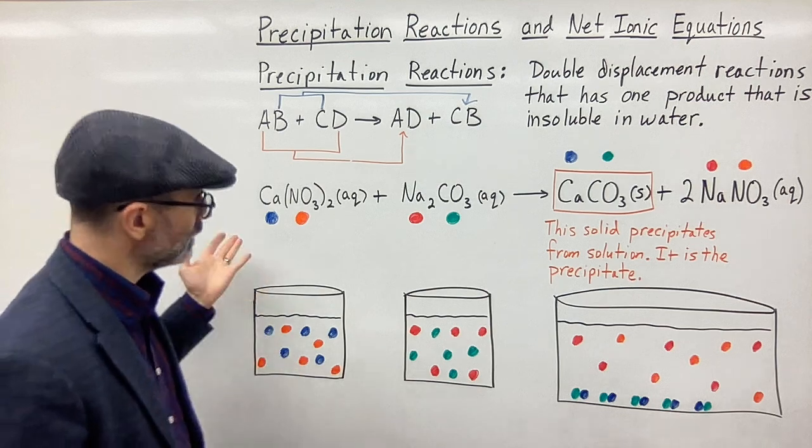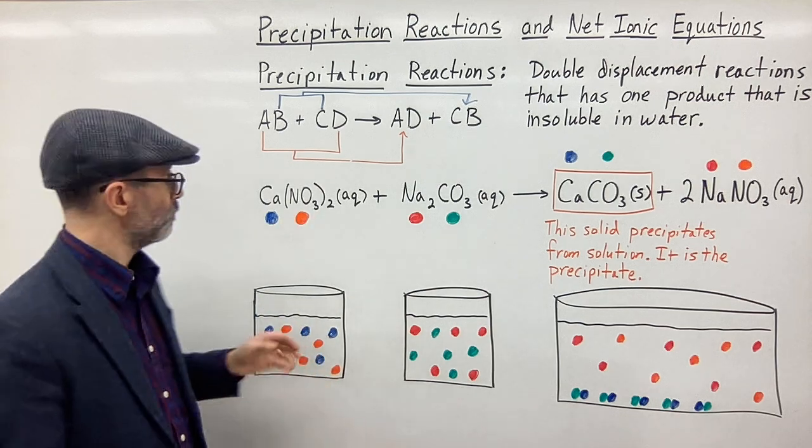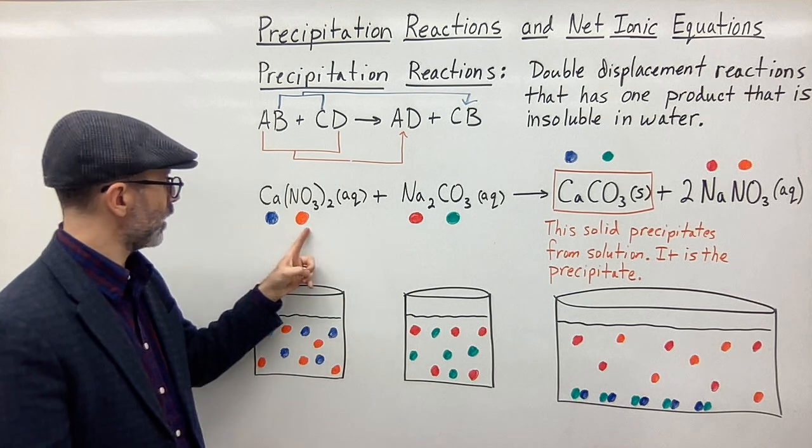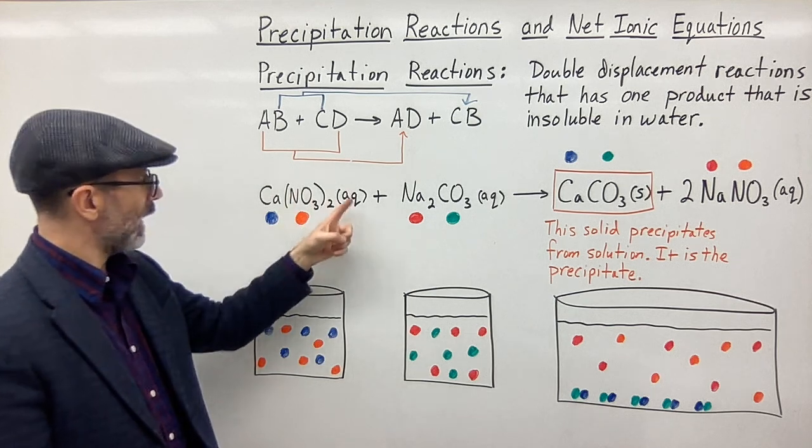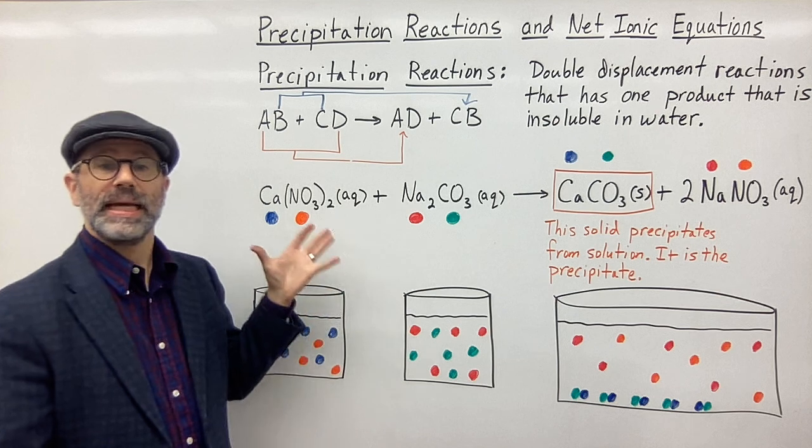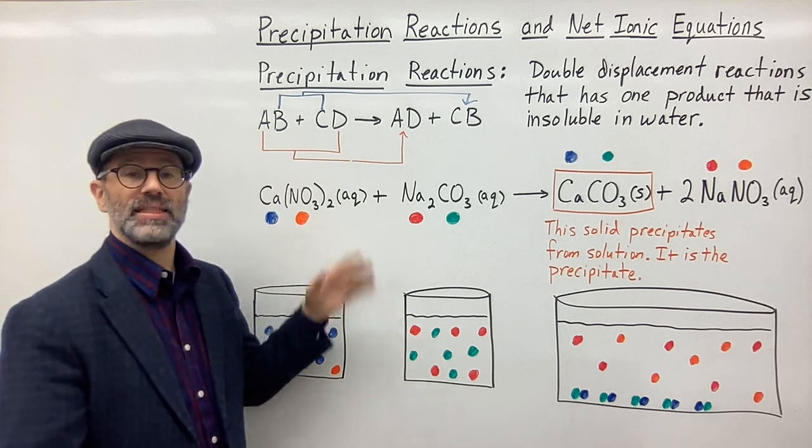Okay, so let's actually go over a real example. So here I have calcium nitrate, Ca(NO3)2, aqueous. Aqueous in your equation means it's dissolved in water.